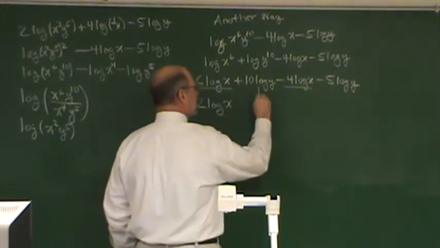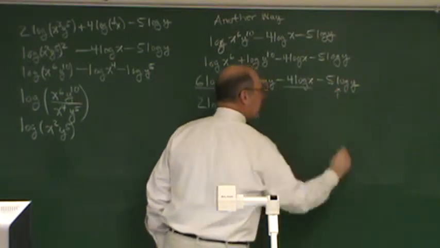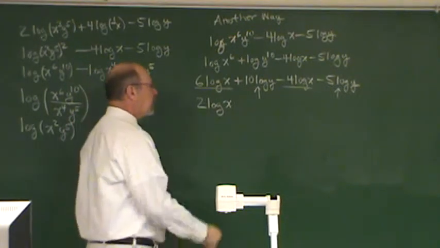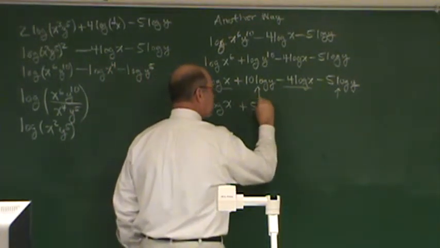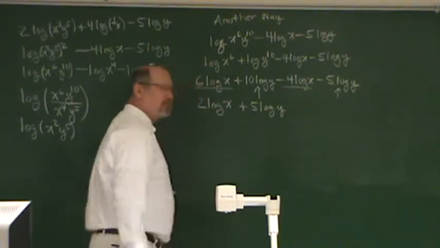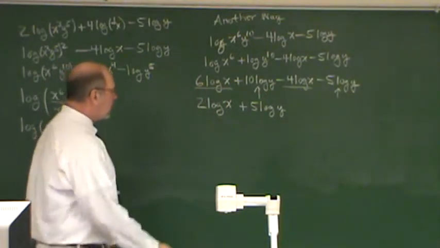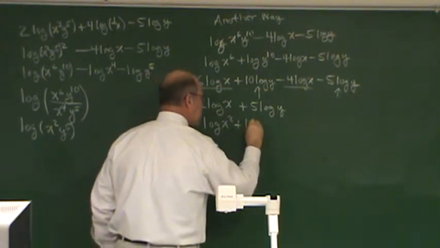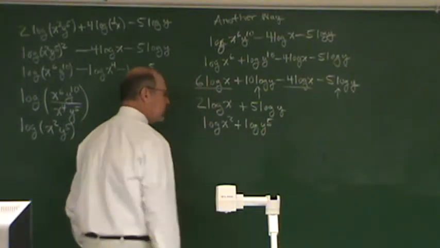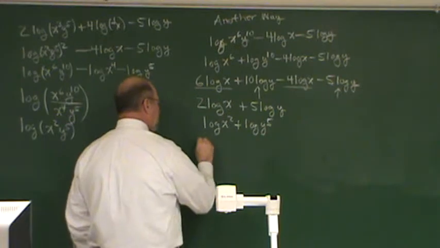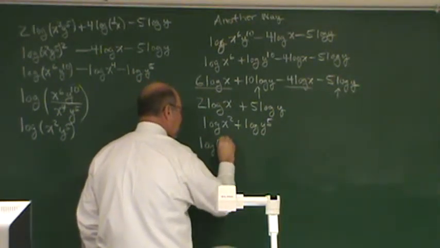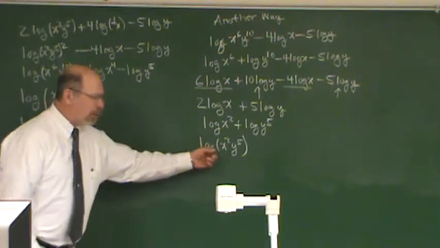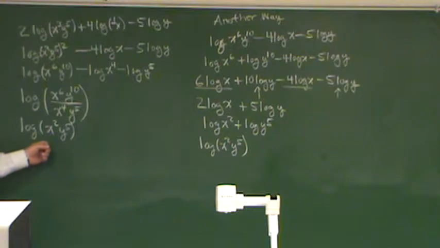We can do the same thing with 10 logs of y and negative 5 logs of y. Those terms are like also, aren't they? Log of y is exactly the same. 10 minus 5 is 5. Okay? And then you can take the exponents back up. This gives you the log of x squared plus the log of y to the 5th. And writing that as a single logarithm, you get the log of x squared y to the 5th. Okay? Tomato, tomato. You with me?